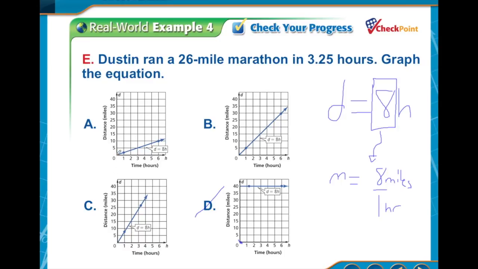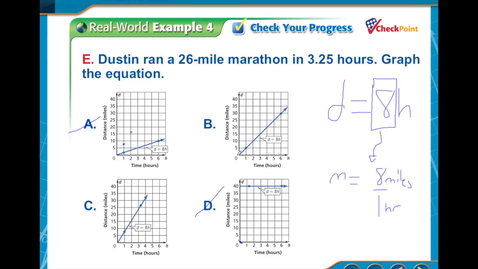Here, if I go over to 1 hour and up 8 miles, that should be up here. This graph is much flatter than that. If I went over to 2 hours, it should now be up at 16, because that's 8 times 2. And this graph is much flatter than that. So I know A looks very wrong to me.